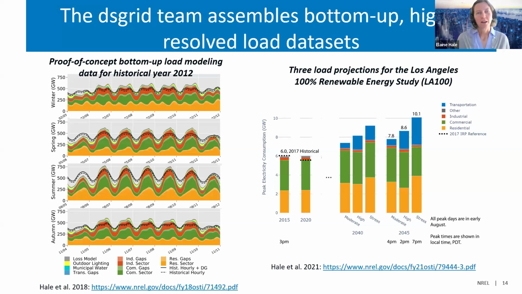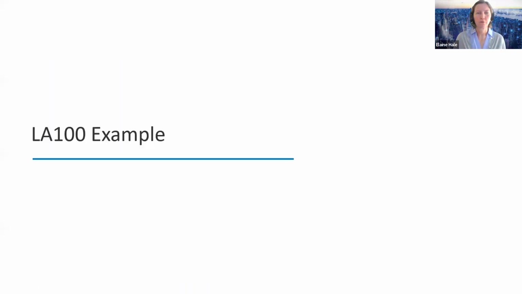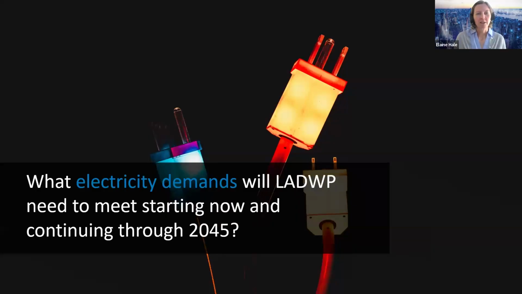Then the other project that we've completed using this load modeling approach is the Los Angeles 100% Renewable Energy Study, or LA100. And I want to go through that in a little more detail just to give you a feel for what this kind of modeling workflow can provide. So for this project, my team was asked what electricity demands will LADWP, that is the Los Angeles Department of Water and Power, need to meet starting now and continuing through 2045.